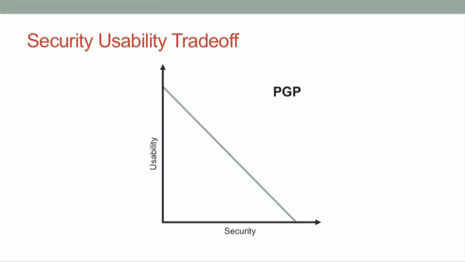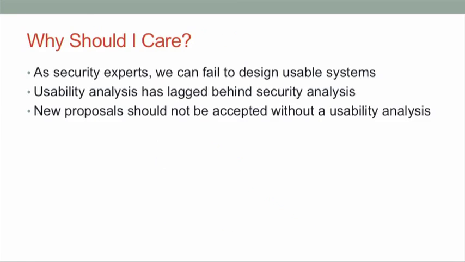And maybe ideally, can we construct a system so that it could be both usable and secure? I think that's kind of the grand challenge. So this is the kind of thing we've been thinking about. So why should you care? Well, because as security experts, we can design systems that aren't usable. We have ample evidence of that. And usability analysis, I believe, has lagged behind security analysis. We have a lot of techniques and approaches to determining whether our systems are secure, and we often design systems and evaluate security, and then we don't even think about usability.